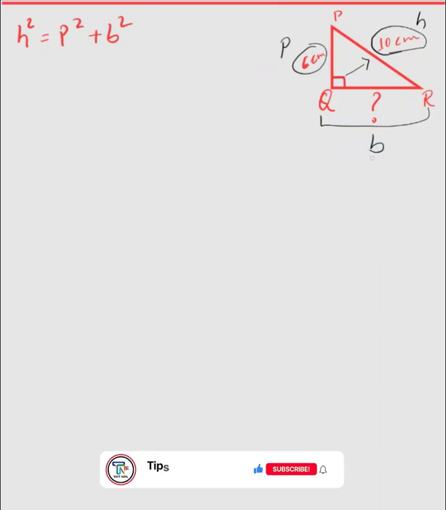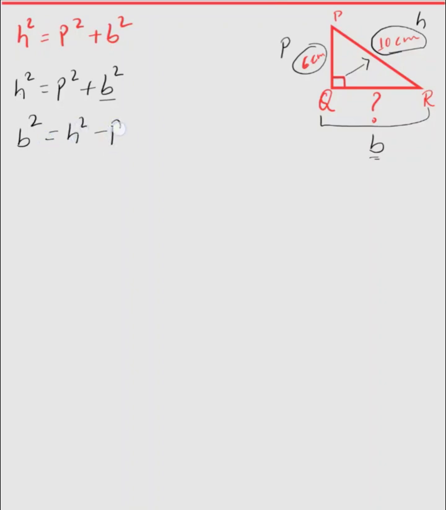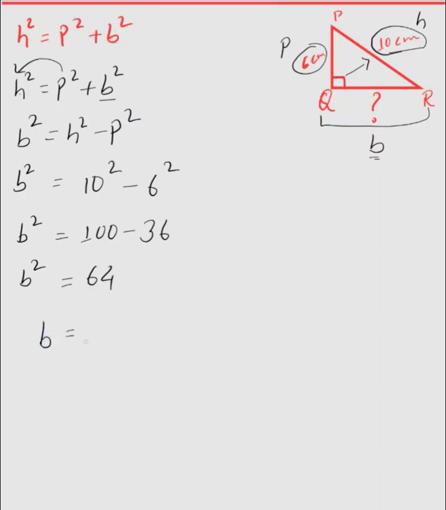Now in this case we need to find b. So h square is equal to p square plus b square, then b square is equal to h square minus p square, right? Because this goes to this side. Now b we don't know, but h square we know: 10 square minus 6 square is equal to 100 minus 36, which is 64. Then b square is equal to 64, b is equal to root 64, which is 8, since the square and root cancel. Then b is equal to 8.